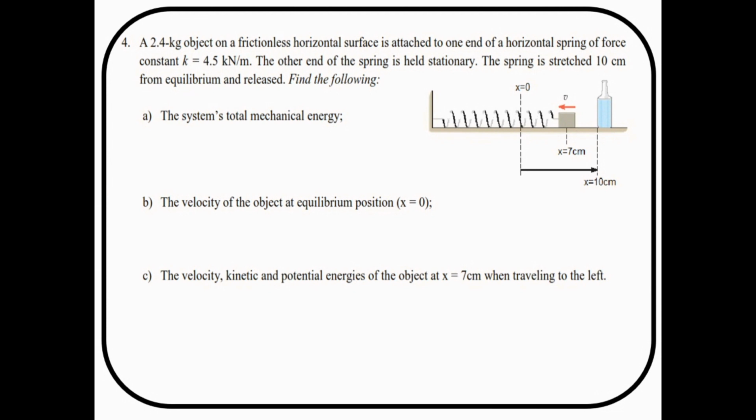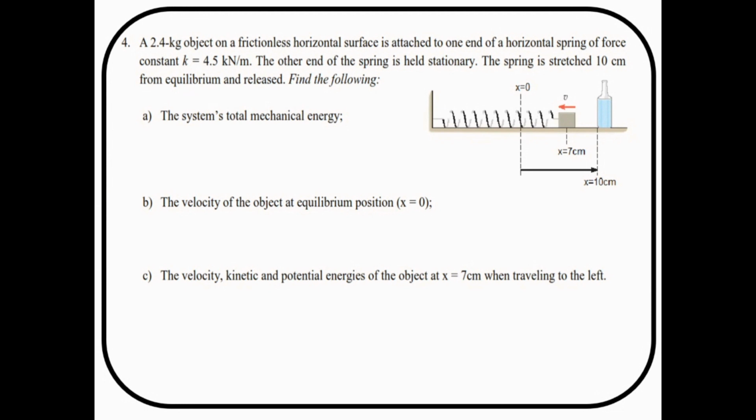You have the horizontal frictionless surface, and you have the spring. One end of the spring is connected to the wall, and the other end of the spring is connected with the block of mass, and you extended the spring to the maximum value of 10 centimeter. And its k value is given as 4.5 kilonewton, so we have to multiply 4.5 with 10 power 3. And by using this, we are going to find the total mechanical energy.